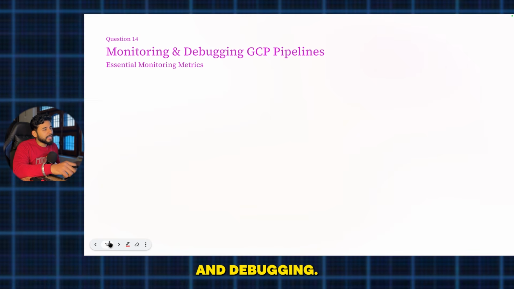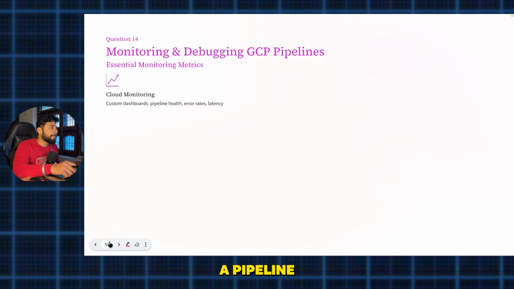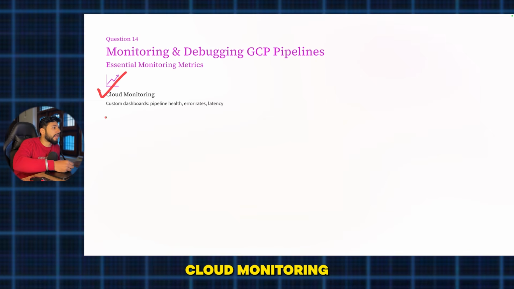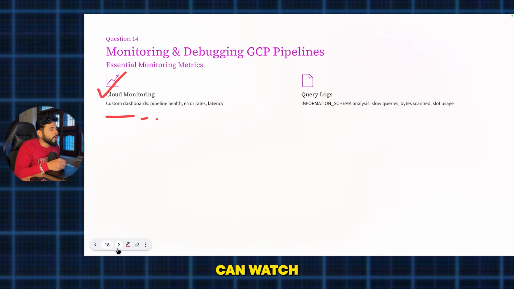Next thing is monitoring and debugging. Very, very important. Whenever a pipeline is running, maybe any failure is coming, so there is Cloud Monitoring, custom cloud monitoring, where the pipeline is running. You have a cluster monitor where you can watch all the problems.